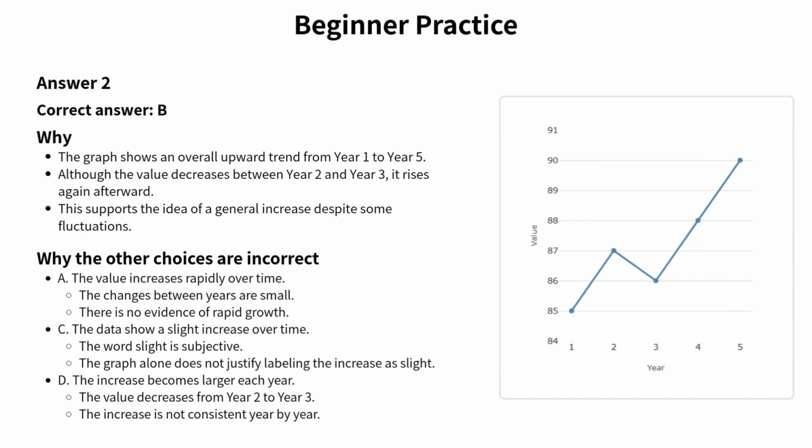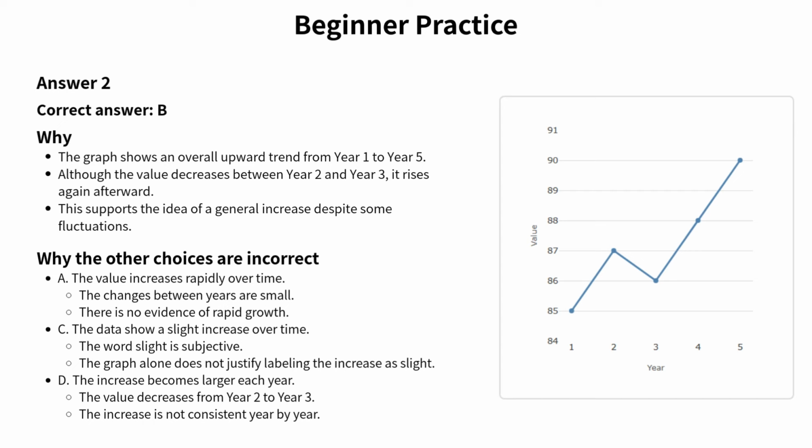Alright, let's go over the answer to question 2. The correct answer is B. Look at the overall pattern from year 1 to year 5. The value starts at about 85 and ends around 90, so the general direction is upward. But notice one important detail: the value drops from year 2 to year 3. That single dip matters, because it prevents us from making stronger claims like, "strong throughout," or, "it increases every year."